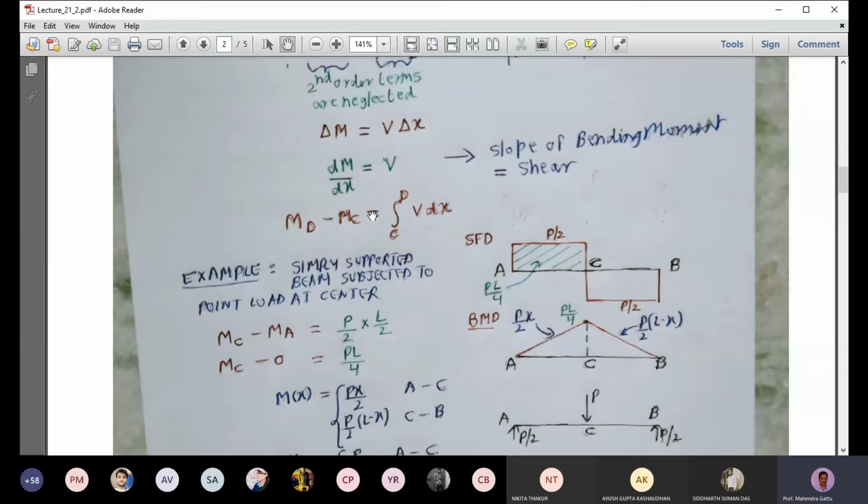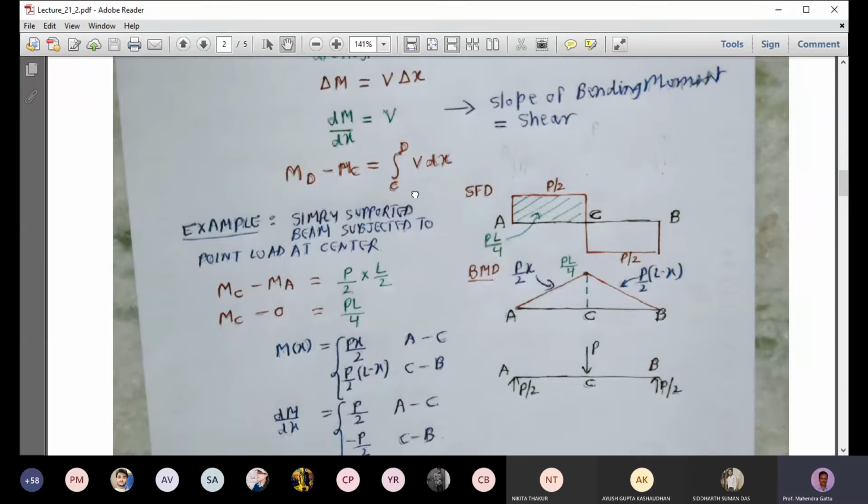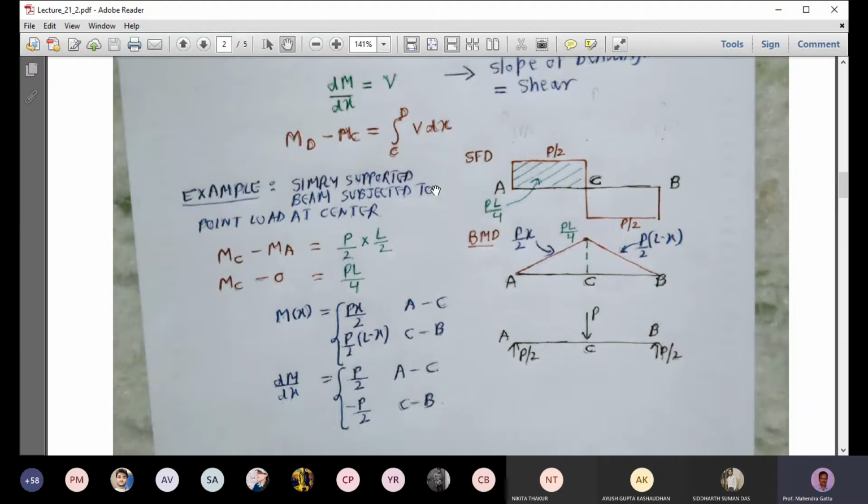So let's apply these two relationships. Let's look at these two relationships through an example. We look again at the simply supported beam with the point load acting at the center. We had our shear force distribution, plus P by 2 between A to C and minus P by 2 between C to B. Now we had done the calculation for the bending moment diagram. We got the relation Px by 2 between A to C, and P by 2 into (L minus x) between C to B. So that plot is shown here.